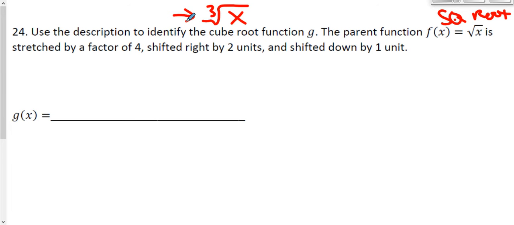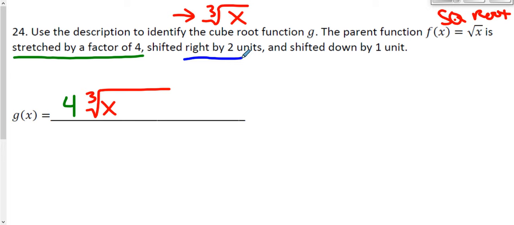Now what it wants us to do is write the equation with these transformations happening. So I do have a cube root in my function, and what I have to do is show certain transformations. So first and foremost, we're stretching by a factor of 4. We stretch by multiplying out in front. That's an a value. That'll go in front. We're also going to the right by 2 units. If I want to move to the right, I have to have a minus sign inside my radical. So minus 2 will move me to the right 2.